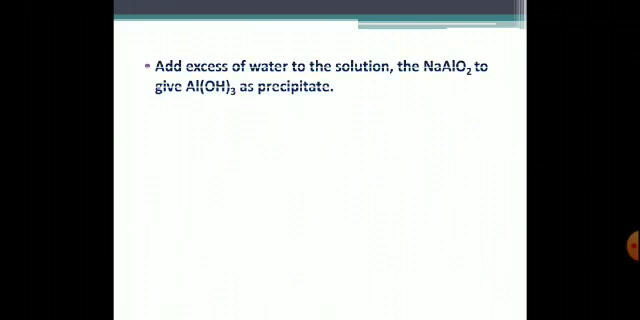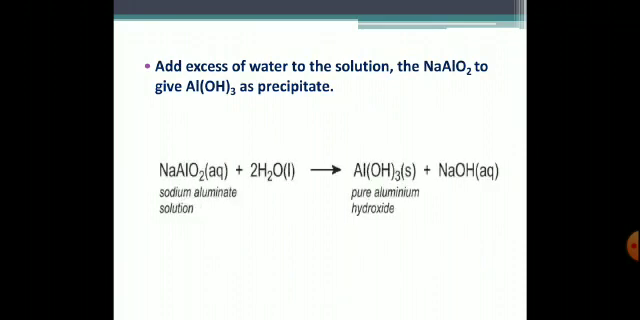The second step is when we add excess of water to the solution, the sodium aluminate gives aluminium hydroxide as a precipitate. But sodium silicate still remains in the solution. So, by filtration, we remove sodium silicate. So, in the second step, we got aluminium hydroxide as precipitate.